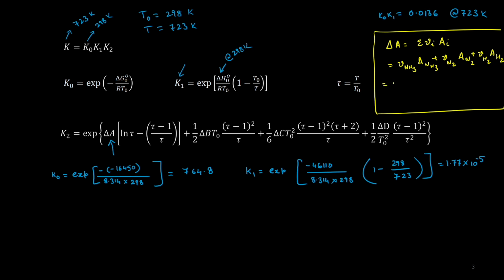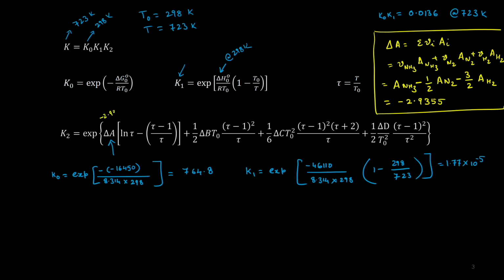For ammonia, nu is 1, it is a product, so it is positive, and it will be A for ammonia. For nitrogen, half a mole of nitrogen is reacting, it's a reactant, so the stoichiometric coefficient is negative half, times A for nitrogen. For hydrogen, the stoichiometric coefficient is negative 3 over 2 times A for hydrogen. If I simplify all these numbers, the value of delta A turns out to be -2.9355.